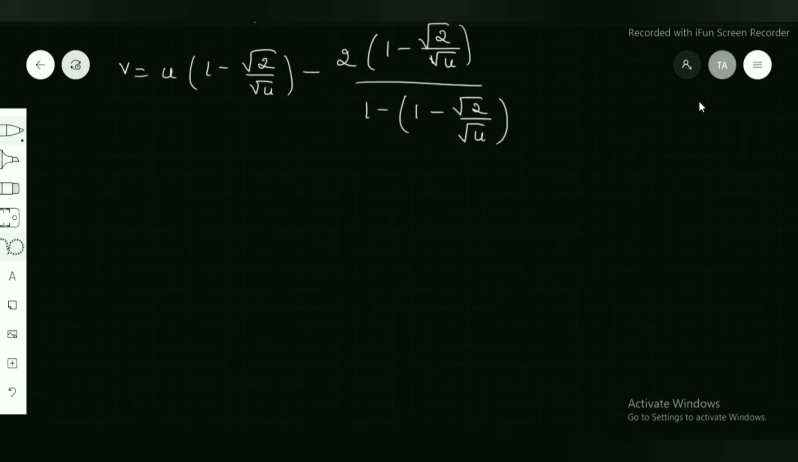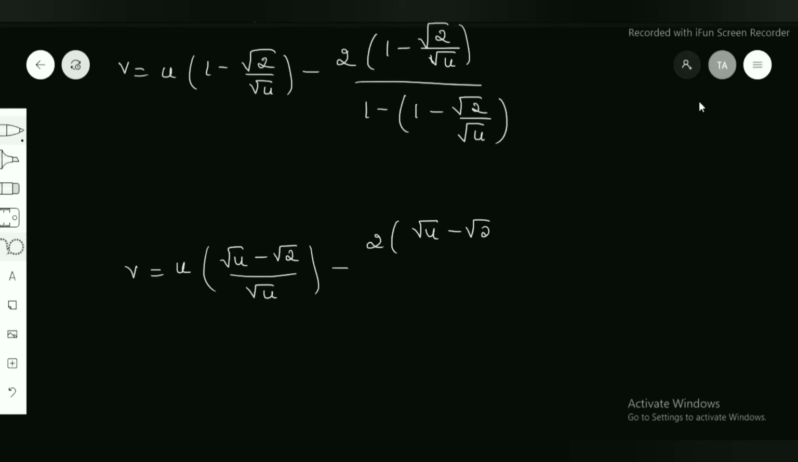Okay, we have to just solve now. And v is equal to u, take the LCM now, square root of u minus square root of 2 by square root of u, minus 2 times square root of u minus square root of 2 by square root of u, divided by 1 minus 1 plus square root of 2 by square root of u. So this minus 1 and plus 1 will get cancelled, and here u can be written as square root of u, square root of u.